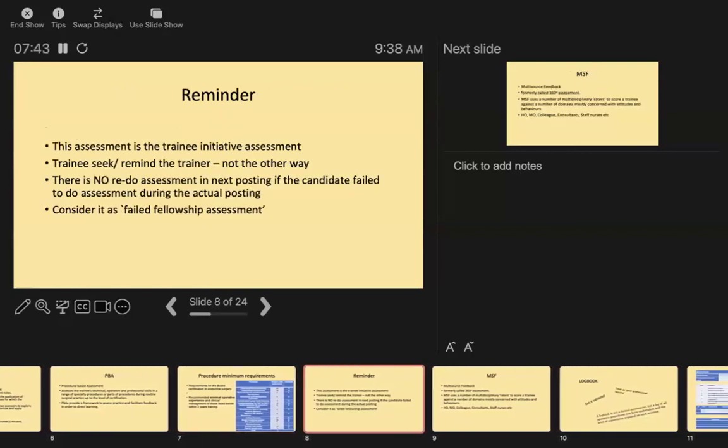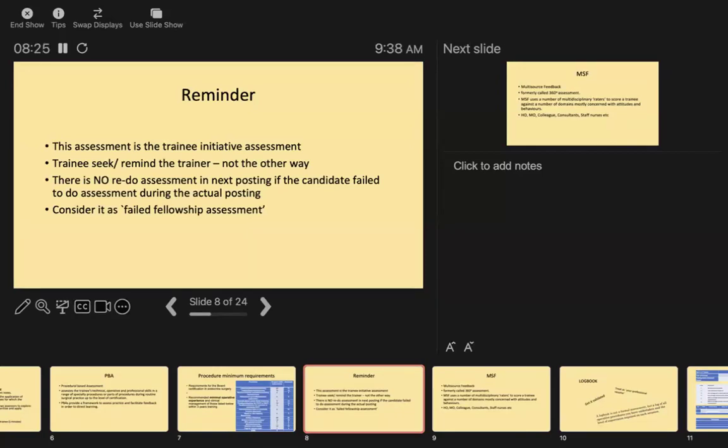Okay. Reminder: this assessment is a trainee-initiated assessment. Don't let the supervisor be the one to look for the trainee to do the assessment, because we have experience when we handled this for master students. Please remember this: it is the trainee's responsibility. They should find the supervisor, not the other way around. Right? So if you don't do it, sorry to say.